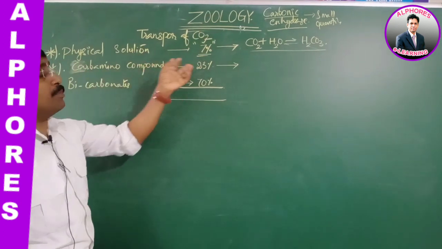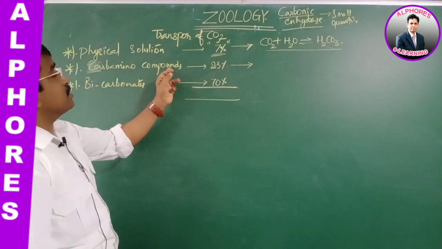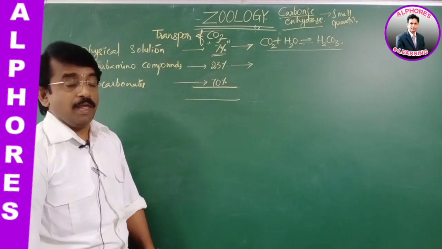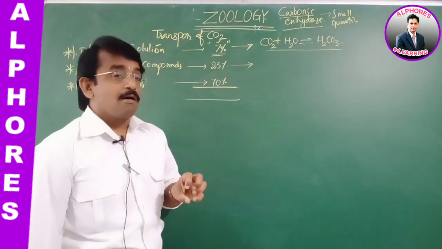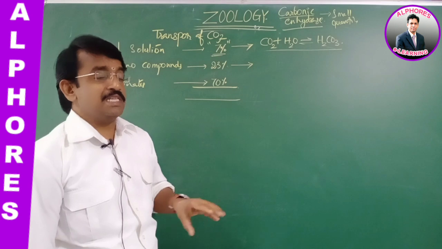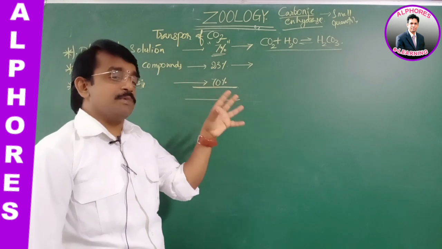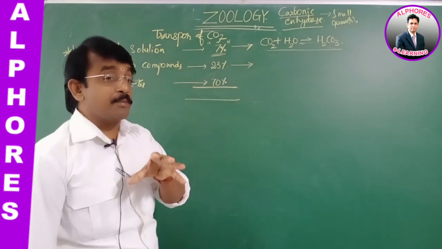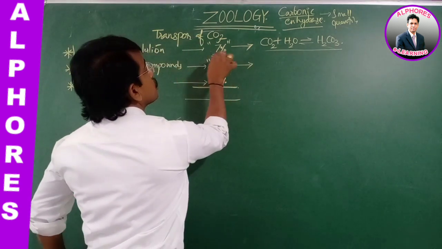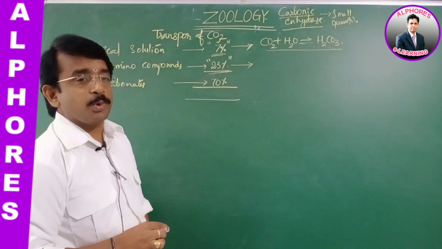The case with the carbamino compounds: 23% of the carbon dioxide is transported via the carbamino compounds. In the sense, let us see. Basically, this is transport of CO2 through proteins. Generally, plasma contains proteins and RBC contains protein. What is the RBC-containing protein? Hemoglobin. So via carbamino compounds, 23% of the carbon dioxide is transported.